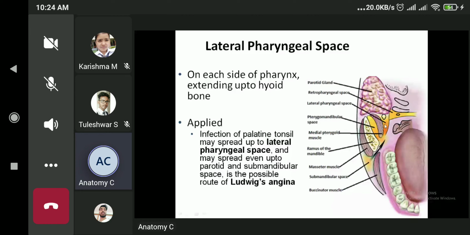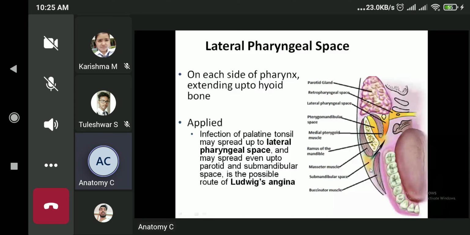The applied aspect of this lateral pharyngeal space is infection of the palatine tonsil. The palatine tonsil is present somewhere here, on the anterior aspect of this lateral pharyngeal space. So infection of the palatine tonsil may spread easily up to the lateral pharyngeal space, and from there, infection may even spread to the parotid, submandibular, and other spaces around the pharynx. This might be one possible route of Ludwig angina.